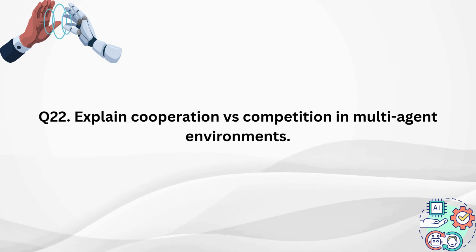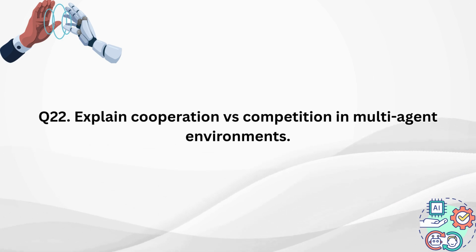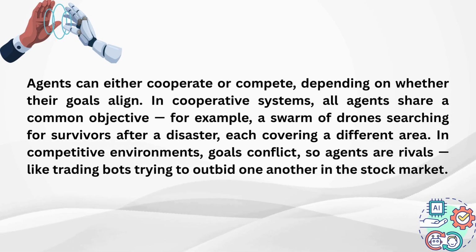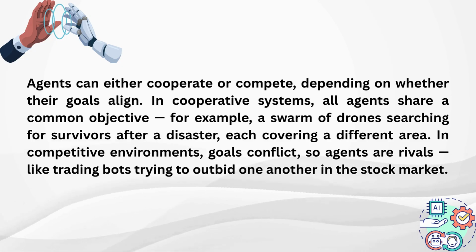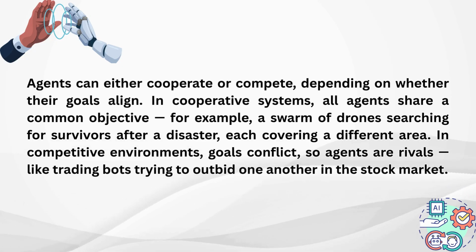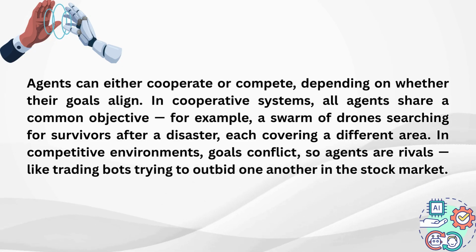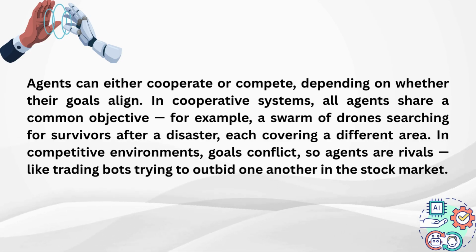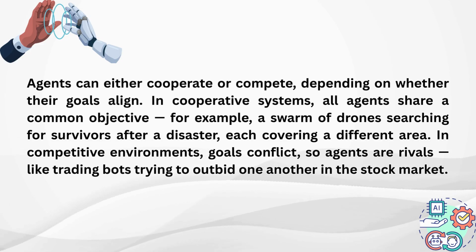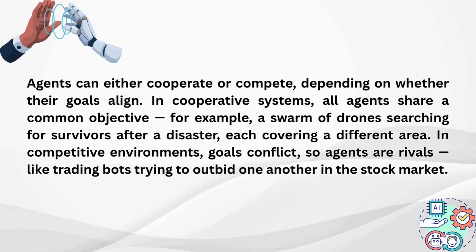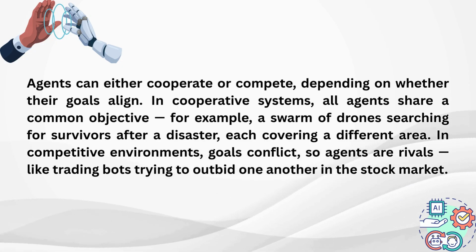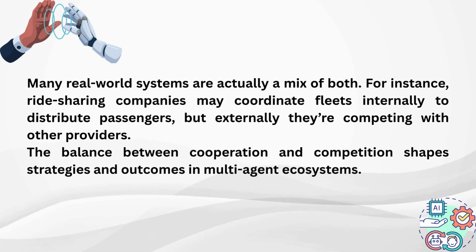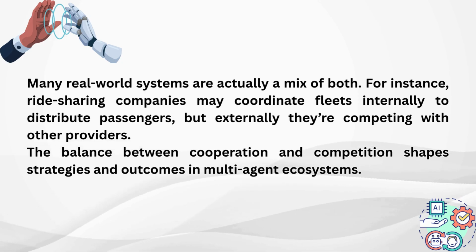Explain cooperation versus competition in multi-agent environments. Agents can either cooperate or compete, depending on whether their goals align. In cooperative systems, all agents share a common objective. For example, a swarm of drones searching for survivors after a disaster, each covering a different area. In competitive environments, goals conflict, so agents are rivals, like trading bots trying to outbid one another in the stock market. Many real-world systems are actually a mix of both.